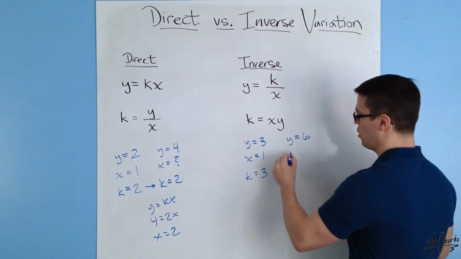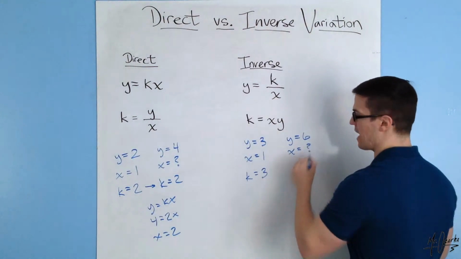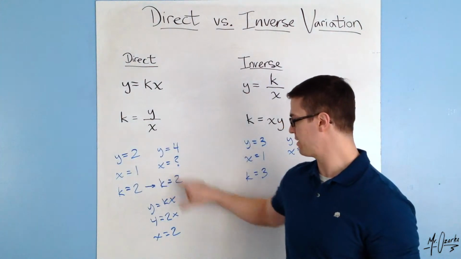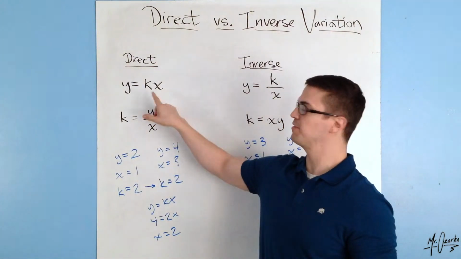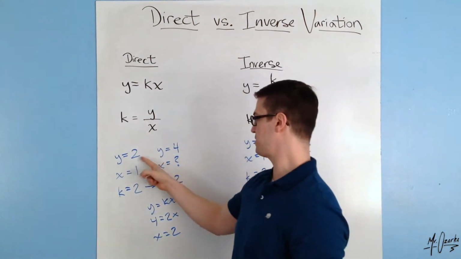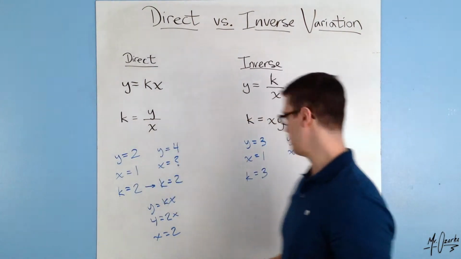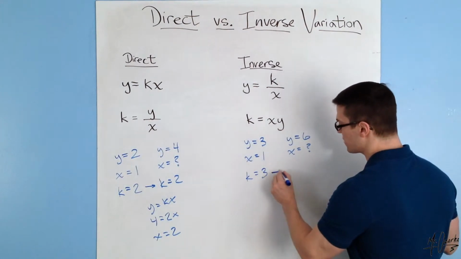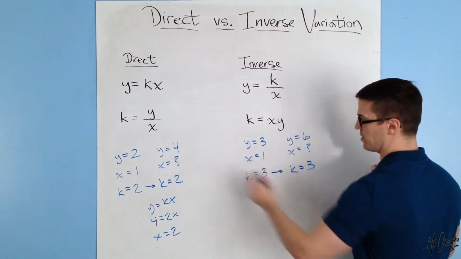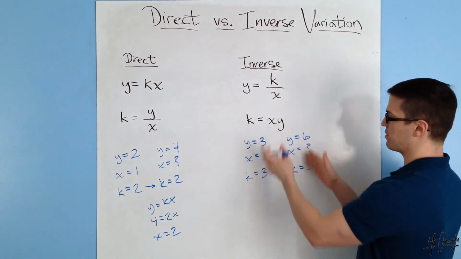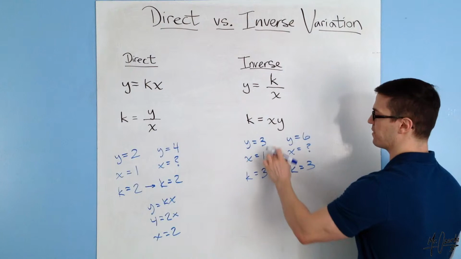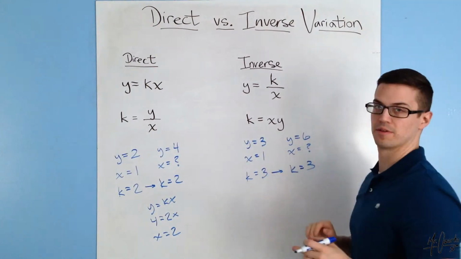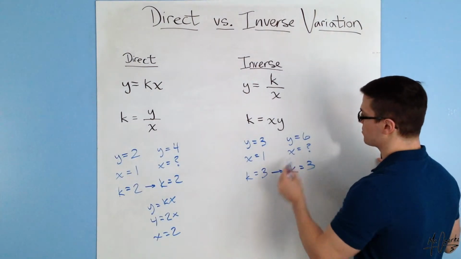Okay, so let's say y is now equal to 6. So our y doubled. What is going to happen to our x? If you see over here, the y doubled and the x doubled as well, but that's because it's direct variation. They multiply by each other, so if this multiplies by 2, this should also multiply by 2. Inverse variation is a little bit different. Let's see how it's different. The k's are the same, just like the direct variation, because these numbers are in the same inverse variation with each other.